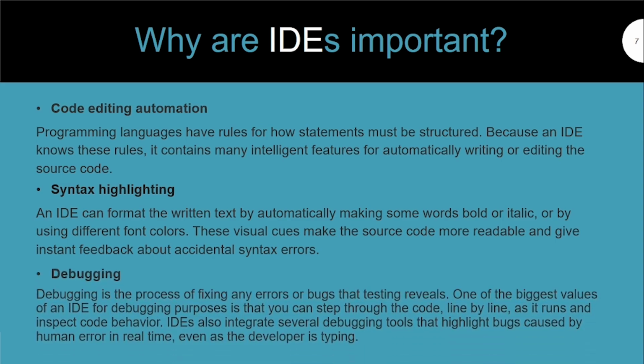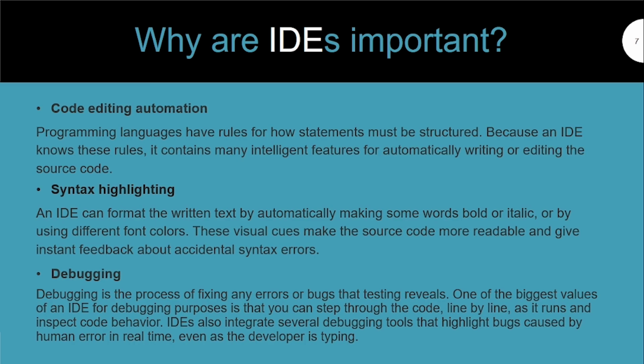And the last one is debugging. Debugging is the process of fixing any bugs or errors that testing reveals. One of the biggest values of an IDE for debugging purposes is that you can step through the code line by line as it runs and inspect code behavior. An IDE also integrates several debugging tools that highlight bugs caused by human error in real time, even as a developer is typing. So, as you may have already understood, IDEs are very important.